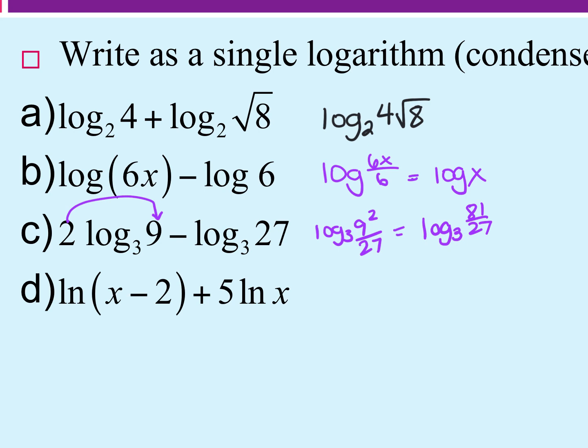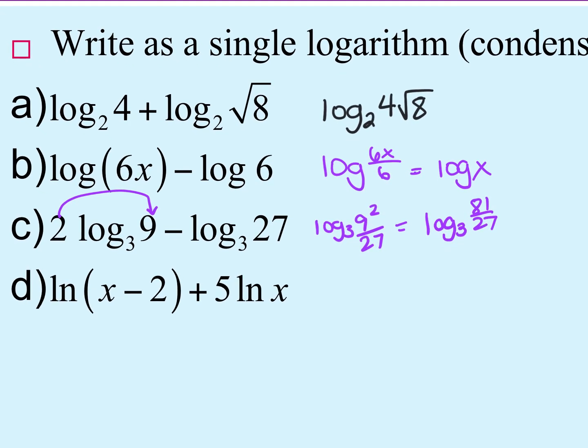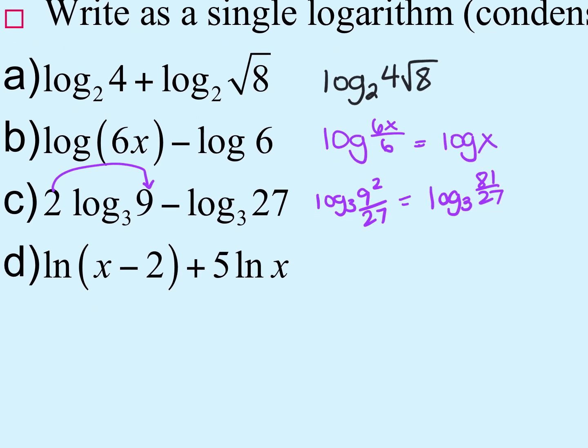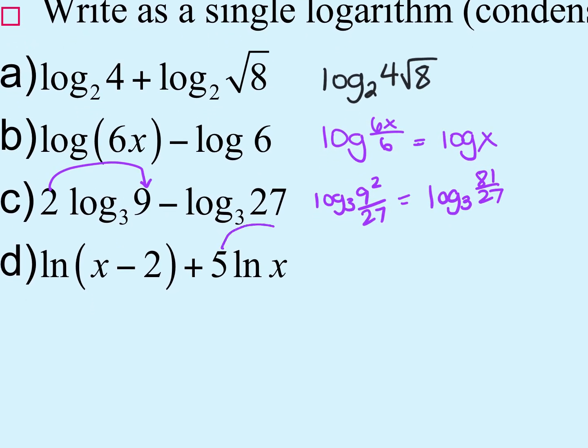You can simplify that, but we're not going to. Oh, because the other way around, it would be simplified. Yeah. D, ln of x minus 2 plus 5 ln of x. So the 5 is going to become the exponent on the x, and it's plus, so it's multiplication. This is going to be ln of x minus 2 times x to the 5th. And the order there can totally be switched, okay? It's multiplication, so the order doesn't matter. You do not need to distribute that, though. You can keep it exactly as it is.